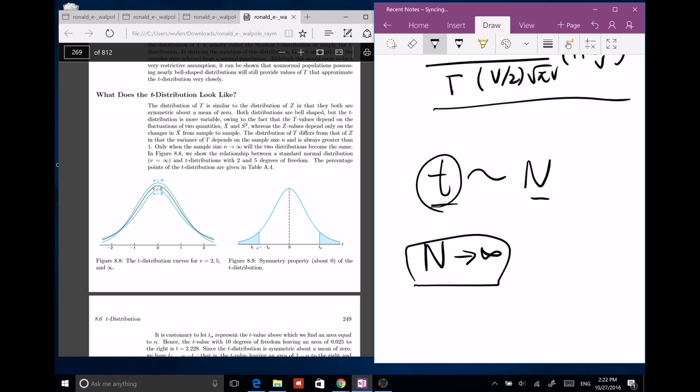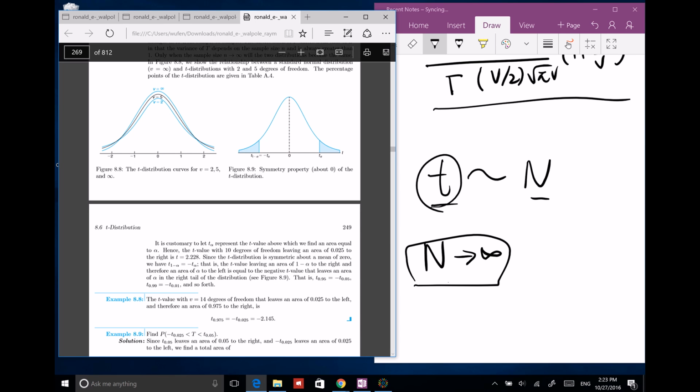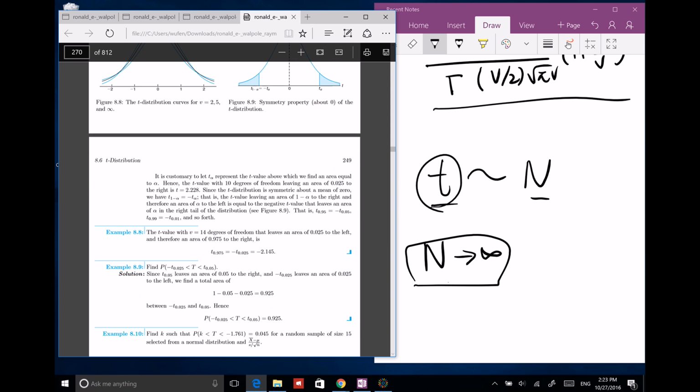Originally, the population is normal distribution, right? So if the degree of freedom is big enough, it's almost the whole population being sampled, so the t-distribution is exactly the normal distribution. Alright, so that's one thing you need to know.